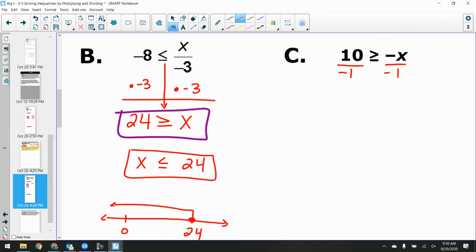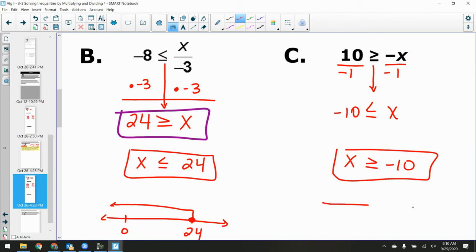Oh, chicken nuggets, look what happens then. The symbol has to flip. Okay, watch out for that. It's not just as easy as just moving the negative over to the other side with an inequality. The symbol actually has to flip as well. And then again, this is one of those funky ones where I'll put my variable on the left side. That's my answer. Here's -10, here's 0, closed dot, going to the right.